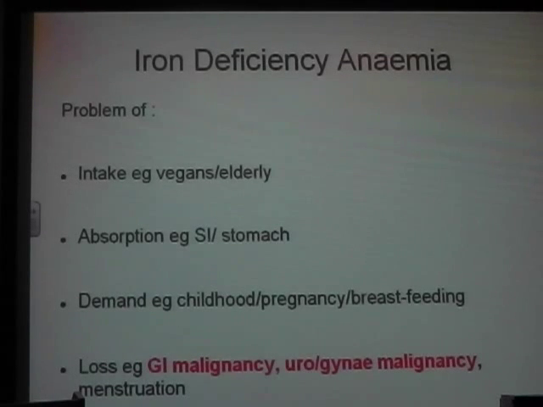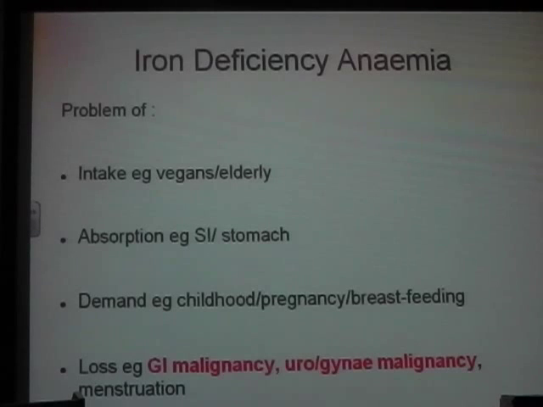Absorption, you need hydrogen chloride from the stomach in order to digest your iron, and you then absorb it in the small intestine. So you can think of any kind of disease that affects these two parts of the digestive tract, and you've got a cause for iron deficiency. Demand, so if you're making a large number of red blood cells, you have a high iron demand, and that can outstrip your intake.